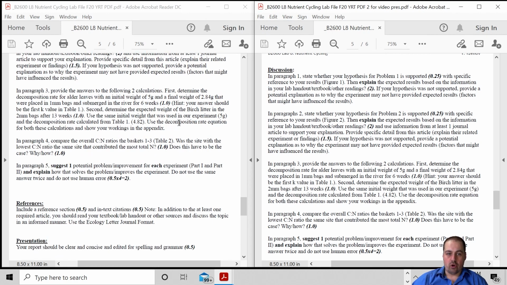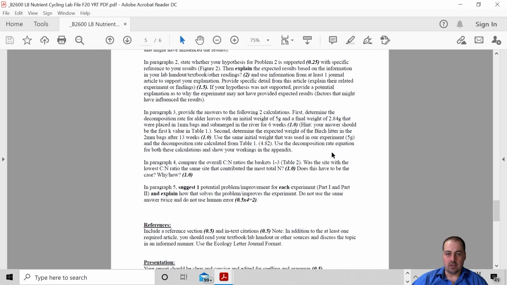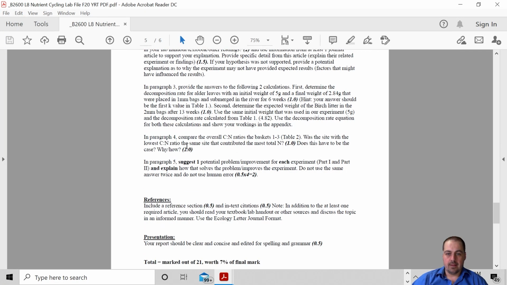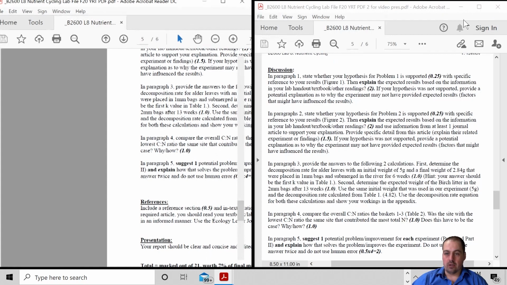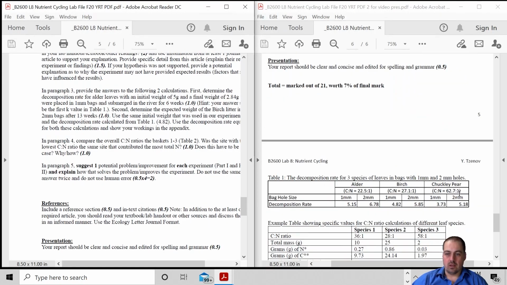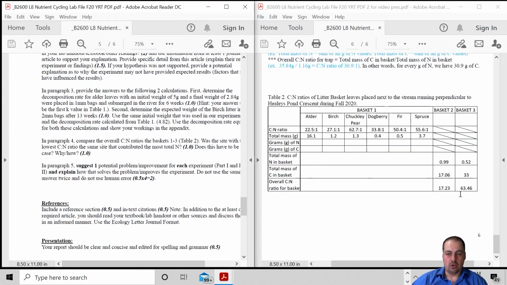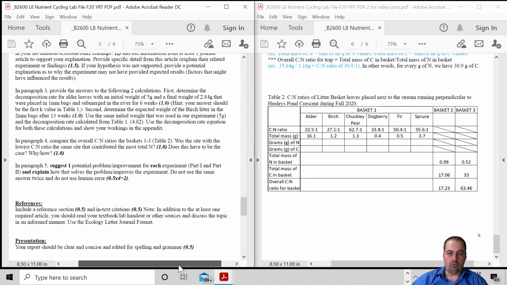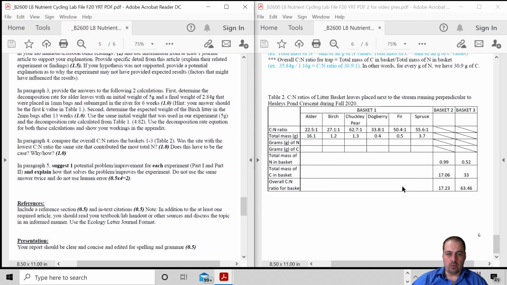Paragraph 3, I'm going to come back to that in a second. Paragraph 4 is referring to table 2. So here you're just going to compare your overall values for your three different baskets. So the one you calculated and the other two that were provided here.